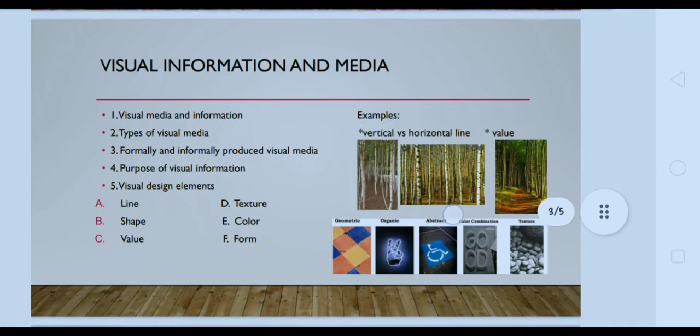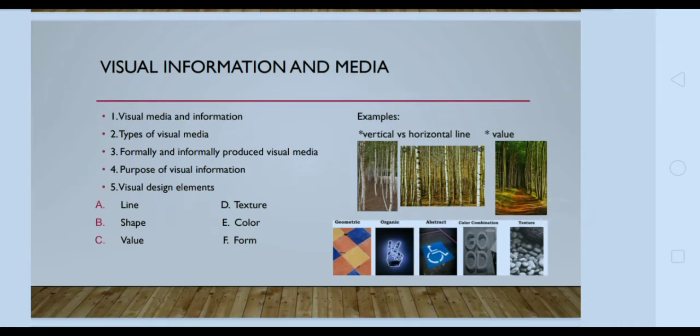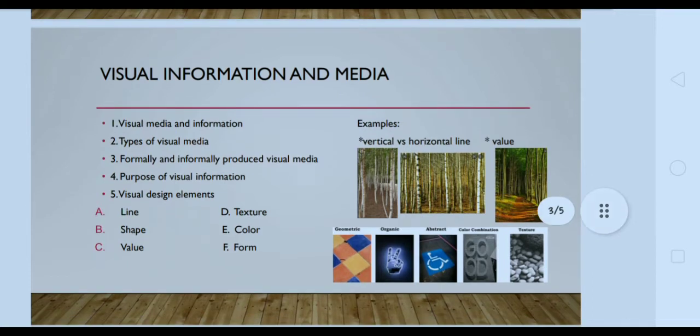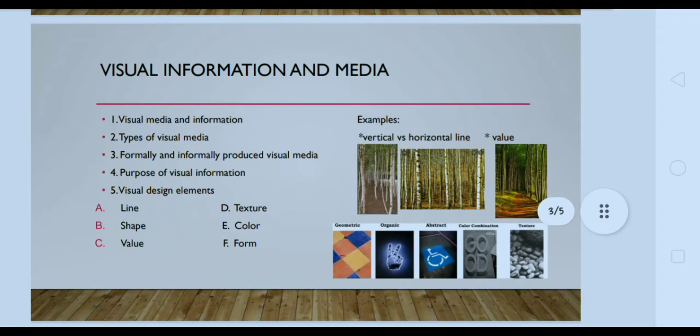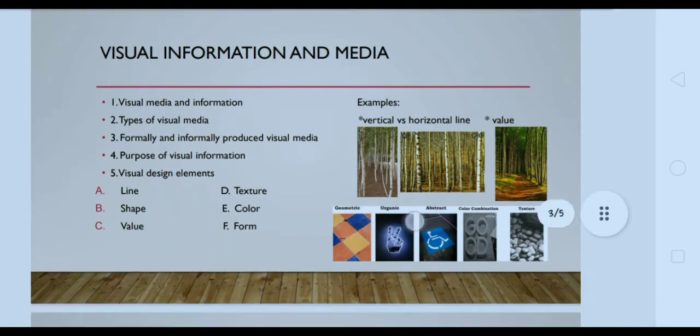Number 4. Purpose of visual information. The primary purpose of visual information is to gain attention, create meaning, and facilitate retention. Number 5. Visual design elements. The elements are the building blocks or basic units in the construction of a visual image. The design elements are: line, shape, value, texture, color, and form.